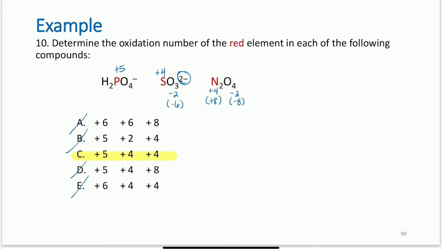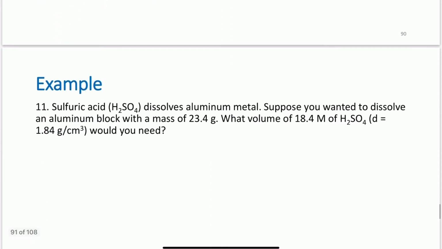Remember, oxidation numbers come back in second semester, so you can't just learn them now and forget them. You will need them again.